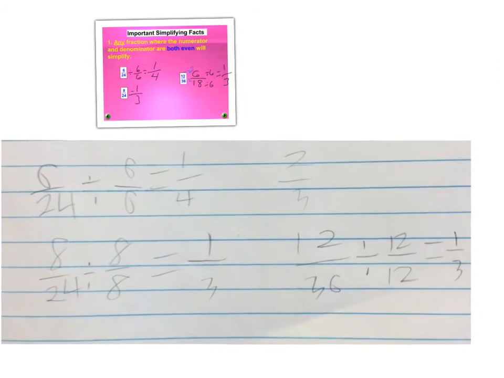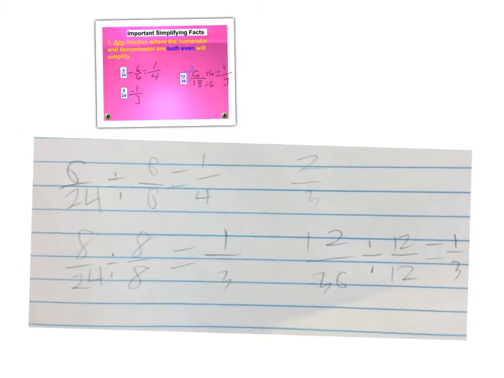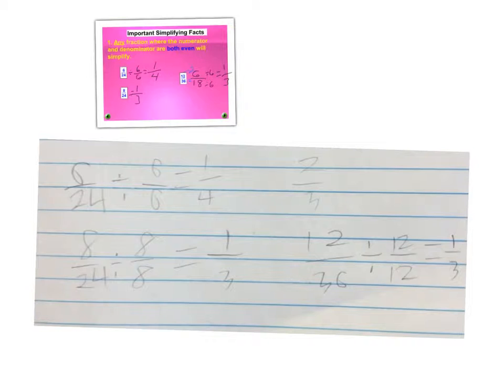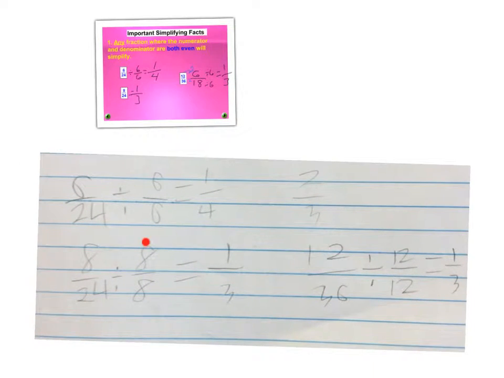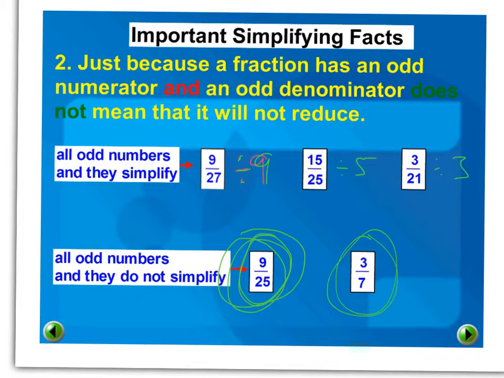Here's an example of student work, dividing those out perfectly. To solve, dividing numerator and denominator by 6/6, by 8/8, and by 12/12. 6 is the greatest common factor of 6 and 24. 8 is the greatest common factor of 8 and 24. 12 is the greatest common factor of 12 and 36.